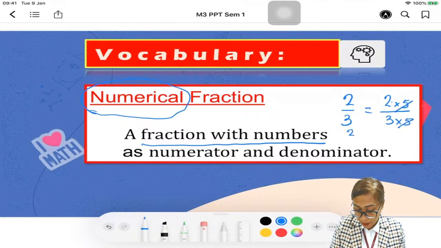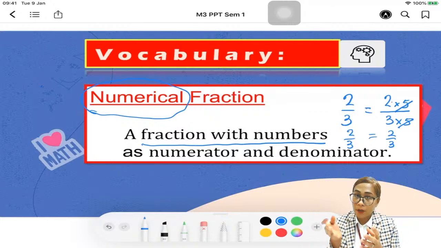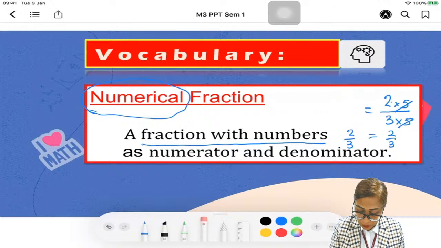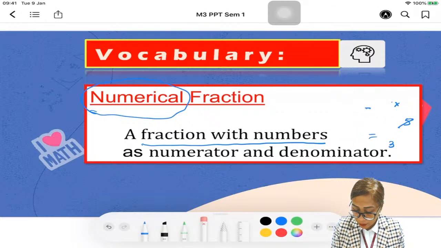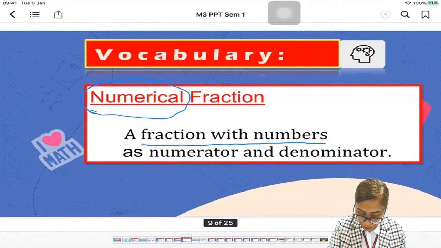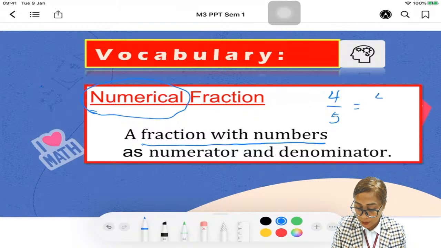So the one on the left, 2/3, is equal to 2/3. We just cut out the common factors. One more, I'll erase this one so you can see. Another example of a numerical fraction is, for example, 4/5. So when we have this 4/5, it is also equal to 4/5.